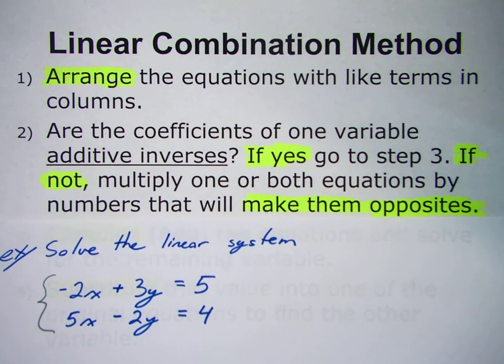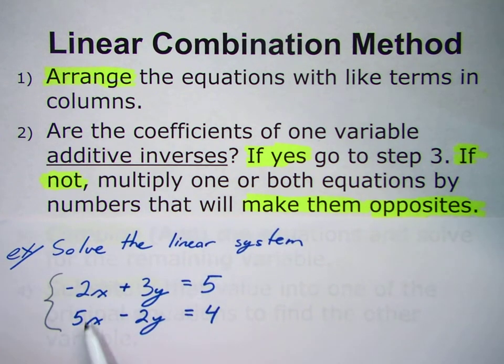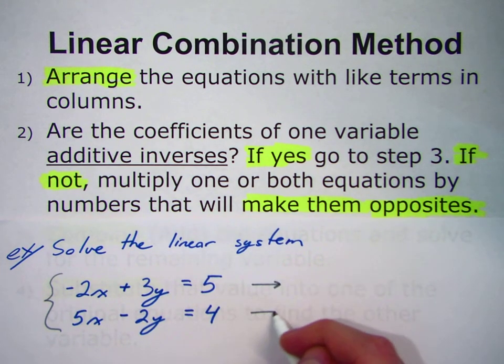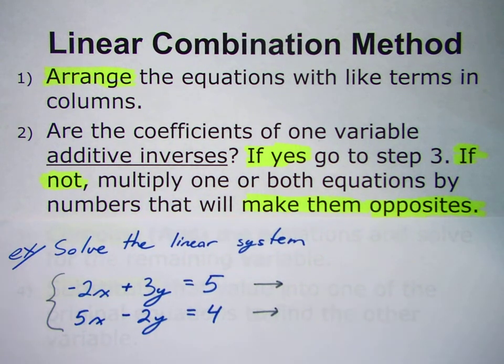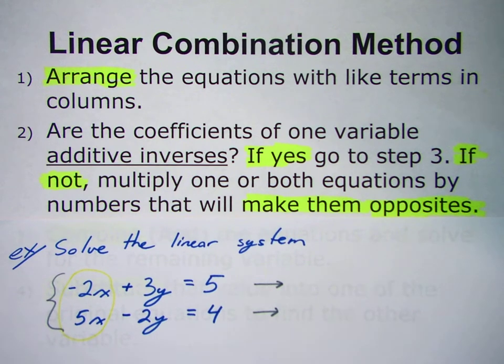Are the coefficients of one variable additive inverses? So far for x's, no. They're different numbers. They are positive, negative, which is a plus. Same thing with y. So what we have to do is multiply these by something that will make them additive inverses. I'm going to try to make the x's the additive inverses. And since one of them is already negative and the other term is already positive, what you could do is multiply them by the other coefficient.